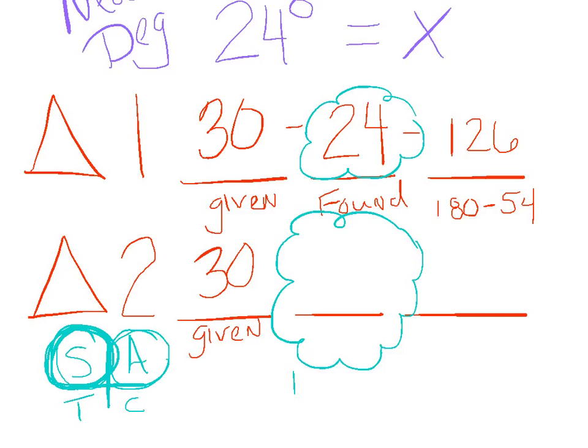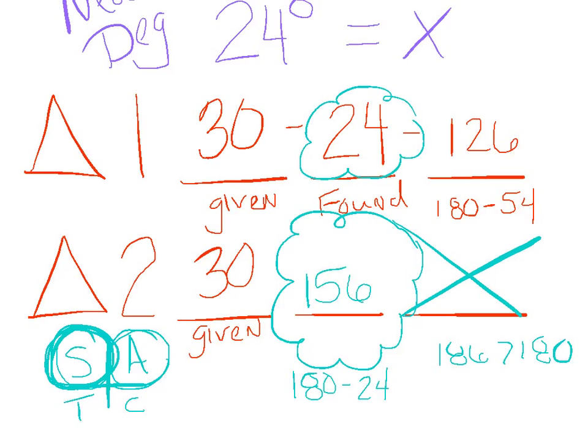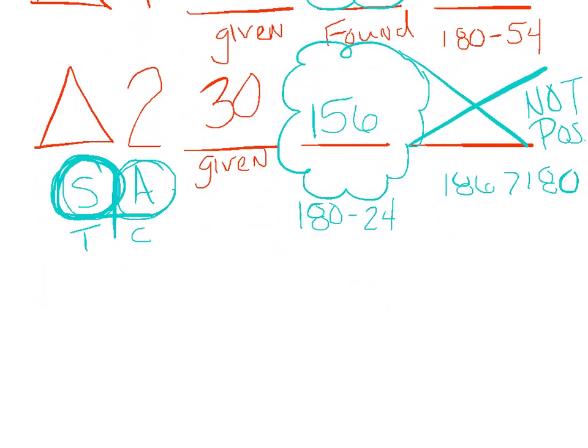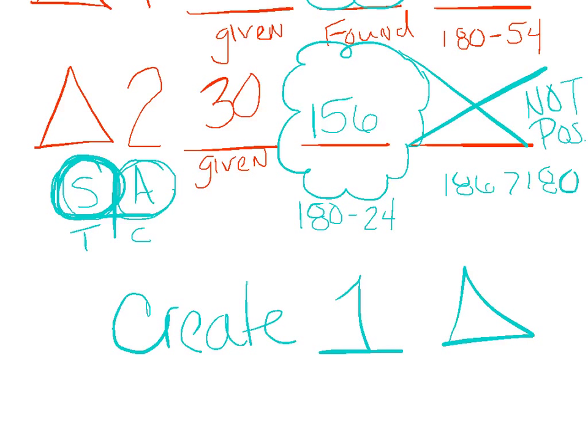So basically you're going to take 180 minus your reference angle of 24, and that should get you 156. And you ask yourself, is it possible to create a triangle if one angle's 30 and one angle's 156? Well, together they make an angle of 186. And that's bigger than 180 degrees, which a triangle has, so it's not possible. So in this particular problem, we can only create 1 triangle.